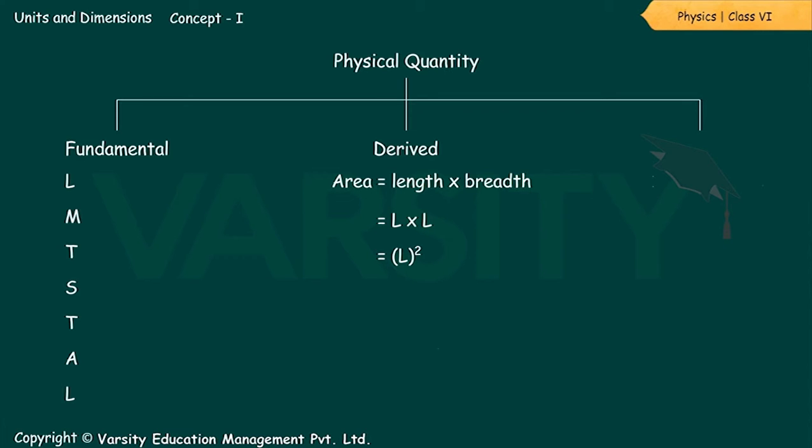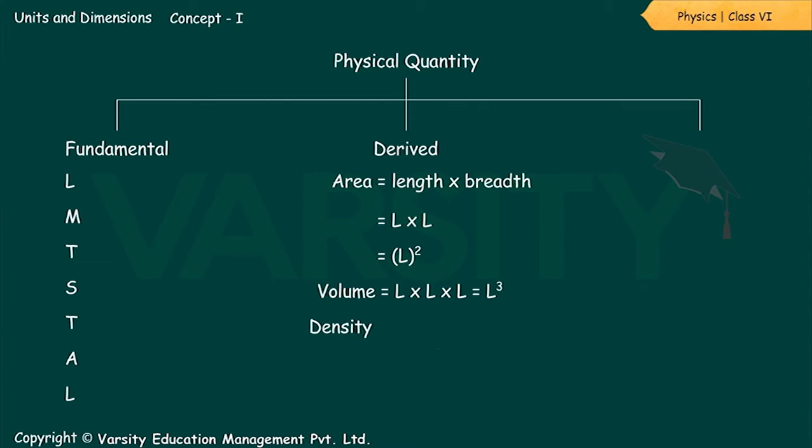In the same way, volume is equal to length into length into length is equal to length cube. Thus, area and volume are the physical quantities derived from fundamental quantity length.